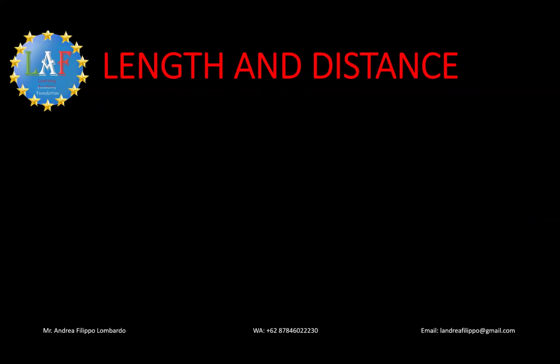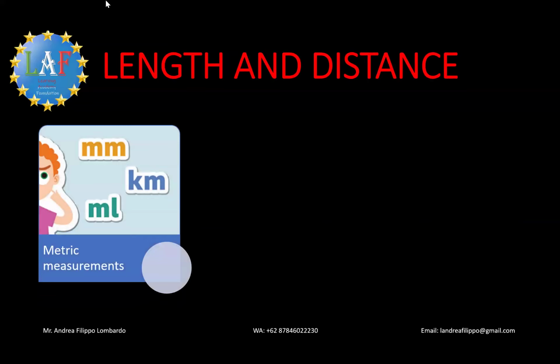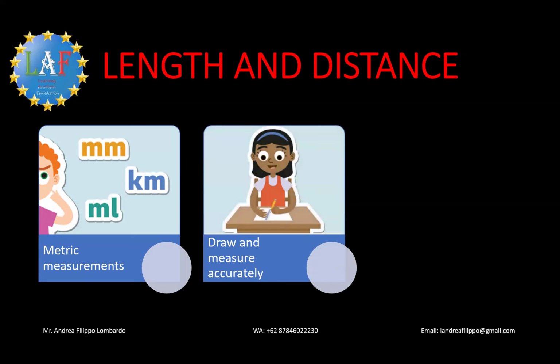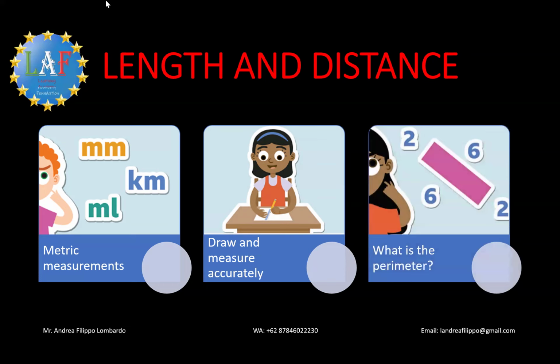The next section will be about length and distance, where the students will discover the different uses of metric measures from tiny millimeters to massive kilometers. They will also learn how to draw lines and shapes accurately using a ruler. And finally, they will discover how to work out the perimeter of a two-dimensional shape by adding the length of its sides together.